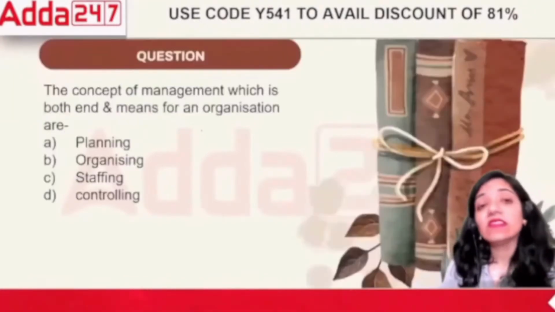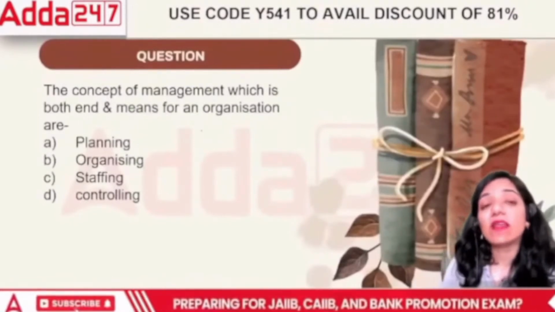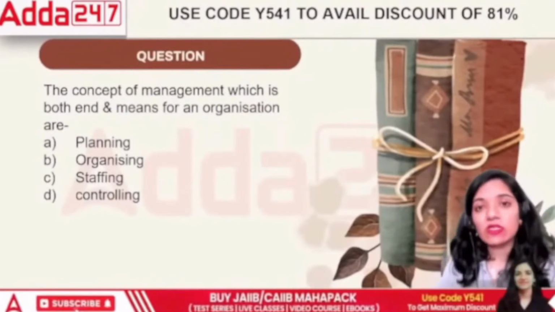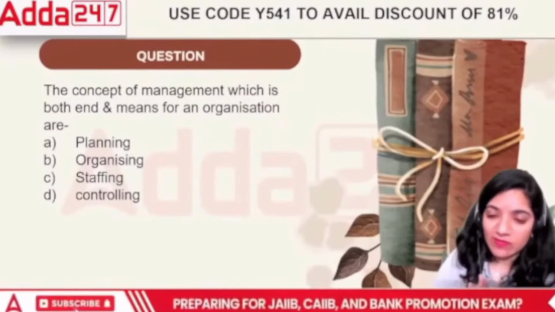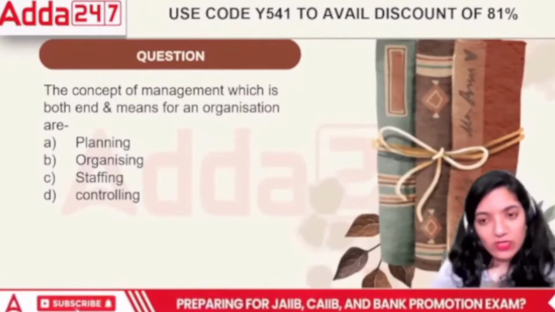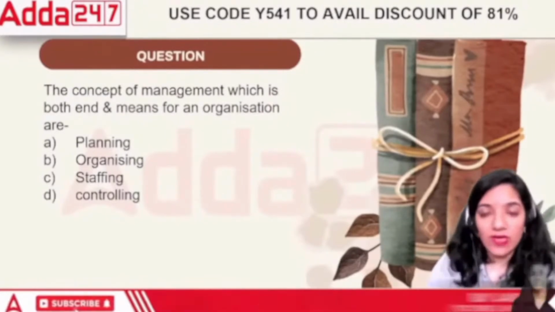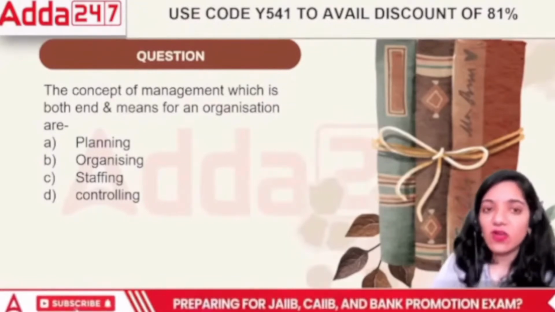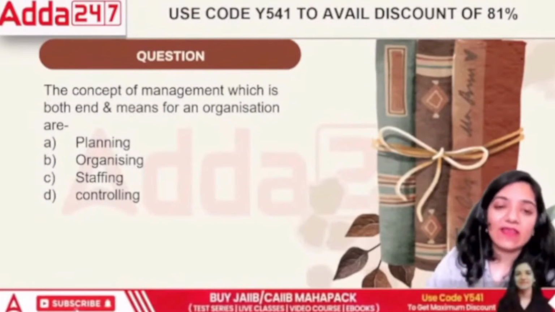Next point. The concept of management, which is both ends and means of an organization, are planning, organizing, staffing, or controlling. If I talk about this topic, what do you mean by it is both the end and the means to something? Ultimately, this is the way to reach the goal and also the end of the goal, right? Is it planning, organizing, staffing, or controlling? In this case, the correct answer is planning.